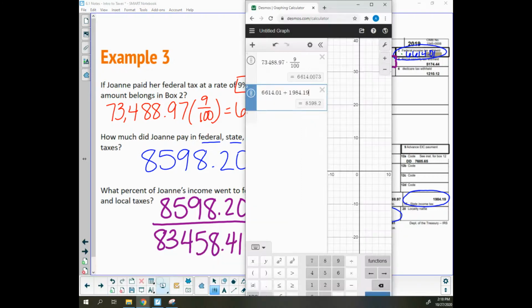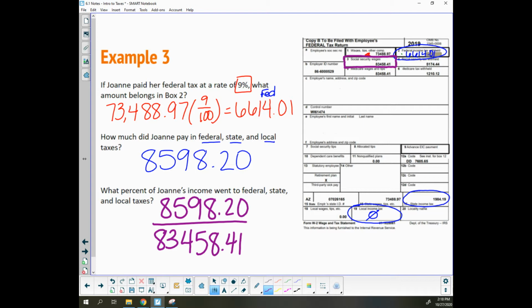You guys, we can do that on Desmos, or you can work that out on Desmos right now. So I've got 8598.20, and I'm going to divide that by my full salary, 83458.41. And I'm going to round this at 2 decimal places, so 0.103 is just going to round out at 0.10. So I'm going to go ahead and write that out. It's about 0.10 or 10% approximately. 10% of her income in total went to federal, state, and local taxes. And that's all we've got to do for the W-2 questions.